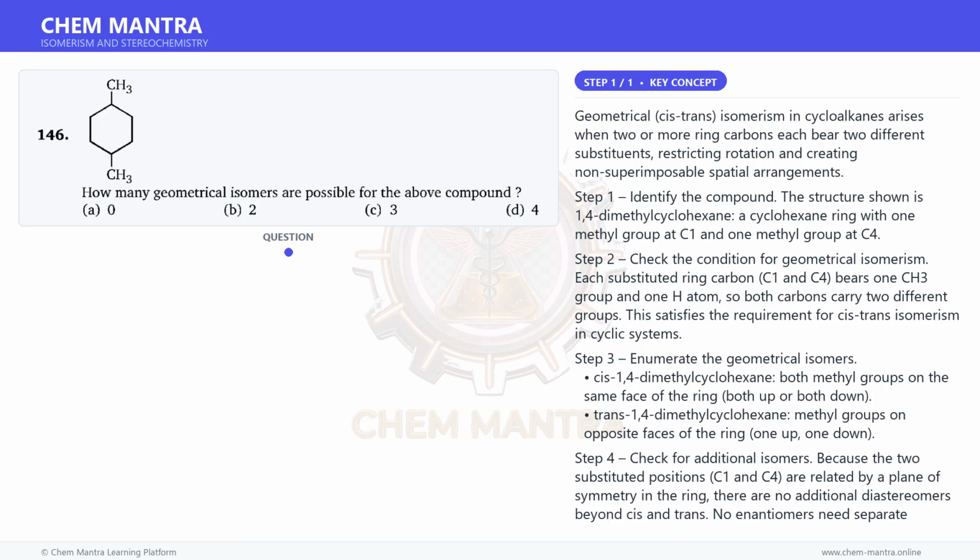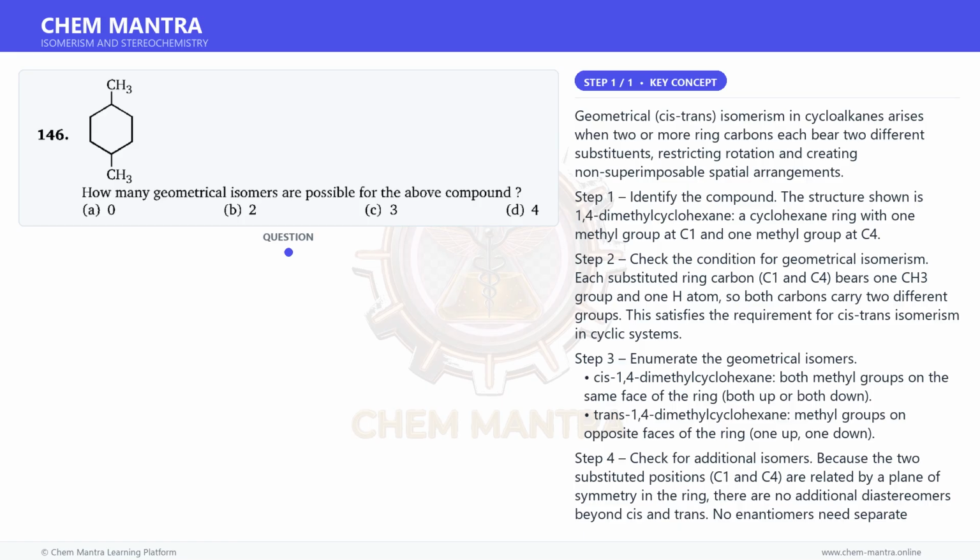Step 4. Check for additional isomers. Because the two substituted positions, C1 and C4, are related by a plane of symmetry in the ring, there are no additional diastereomers beyond cis and trans. No enantiomers need separate counting here because the question asks for geometrical isomers, cis and trans forms, giving exactly 2.